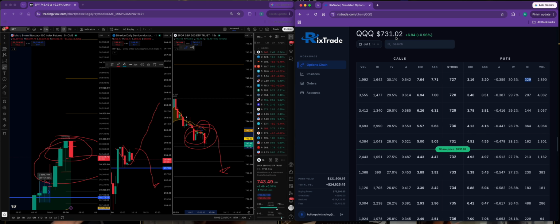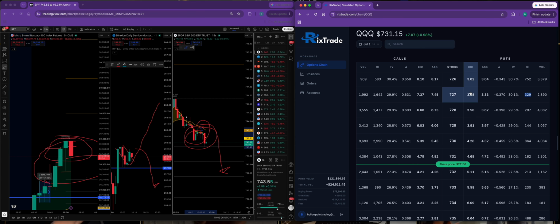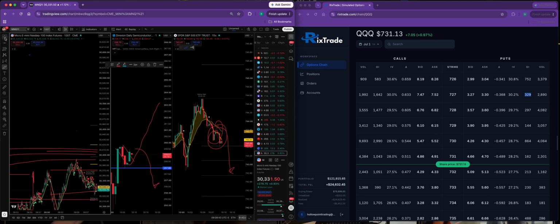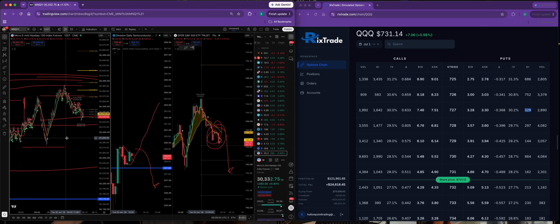I was trying to grab those 731 puts, but I got distracted. These puts are really expensive. What's the IV on them? The IV is 30%, a little bit crazy. That would explain why contracts are picking up here. You see a bit of divergence here from SPY. So I'm going to look at the tick volume on the NASDAQ to see what's going on here.